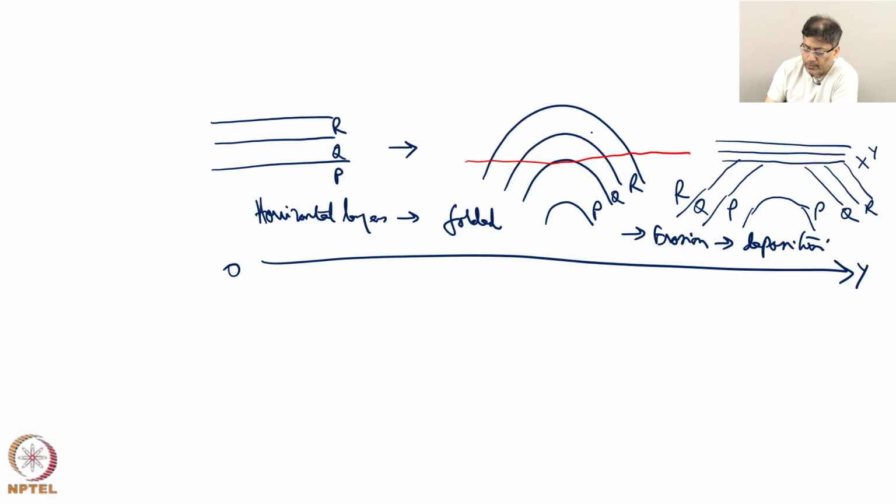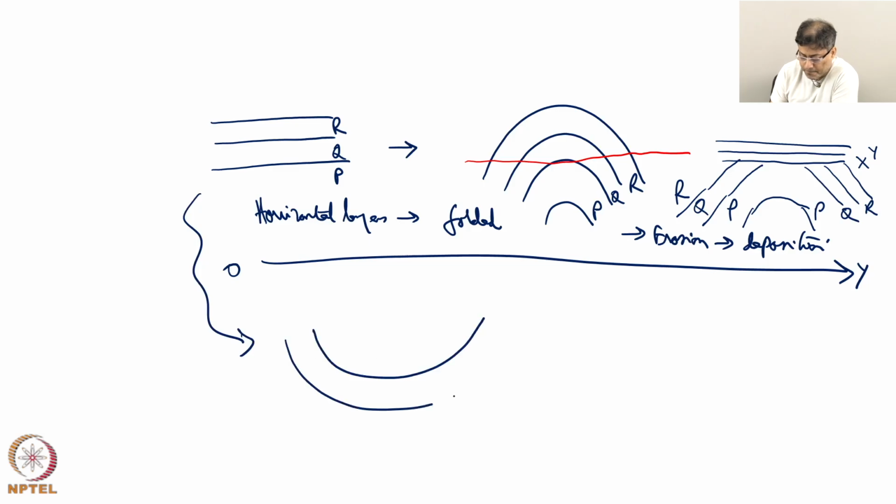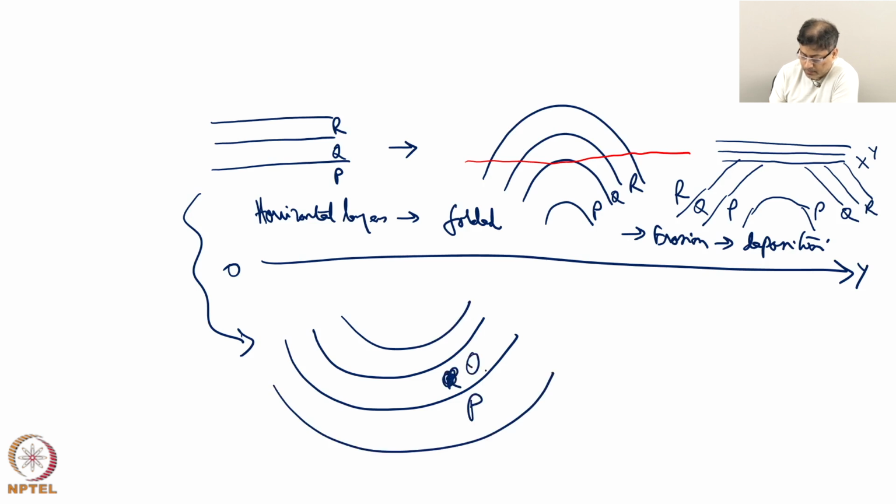Instead of antiformal folding, there can be synformal folding also possible in nature. For example, from here if I draw P, Q and R are the 3 layers.